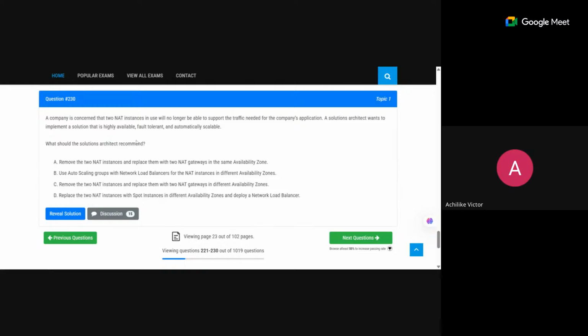So, highly available, fault tolerant, and automatically scalable. Auto scalable. I didn't see any. Okay, use auto scaling groups with network load balancers for the NAT gateways. I mean, B. Not instances versus not gateways.